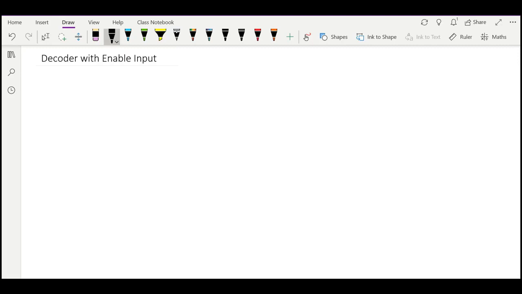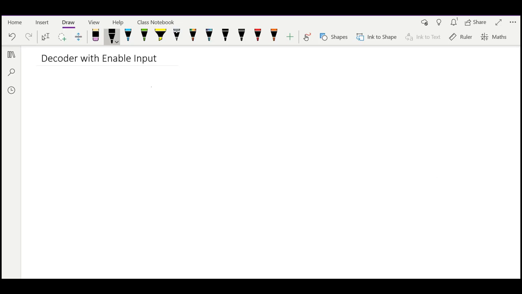As we have studied multiplexers with enable input and demultiplexers with enable input, we have decoders also with enable input. The enable input is just to activate or deactivate the circuit. I mean, if you want to switch the circuit on or off, then the enable input works.